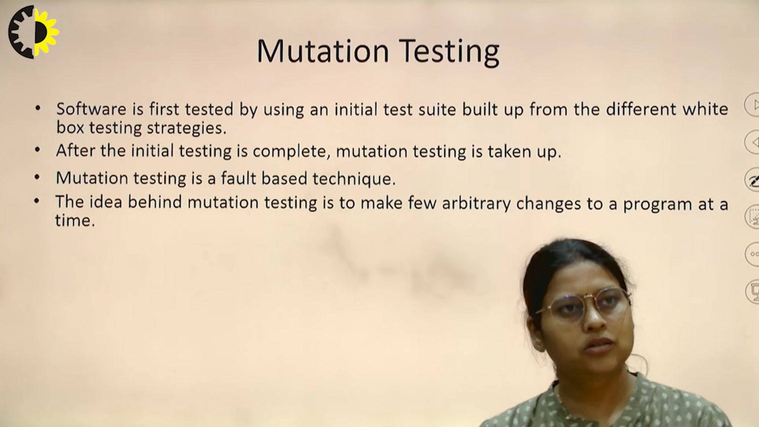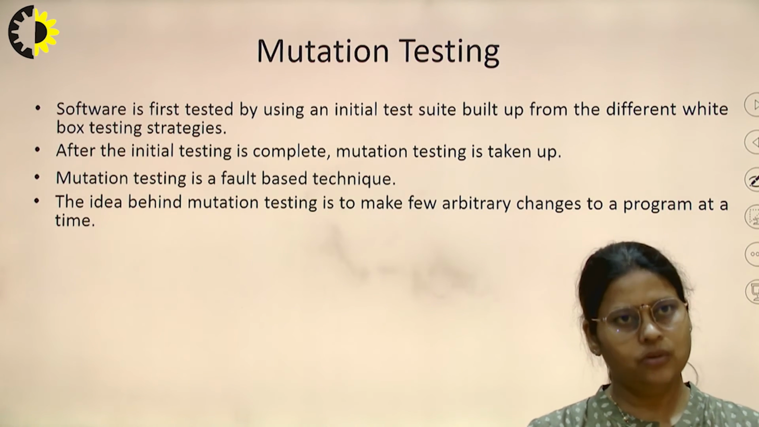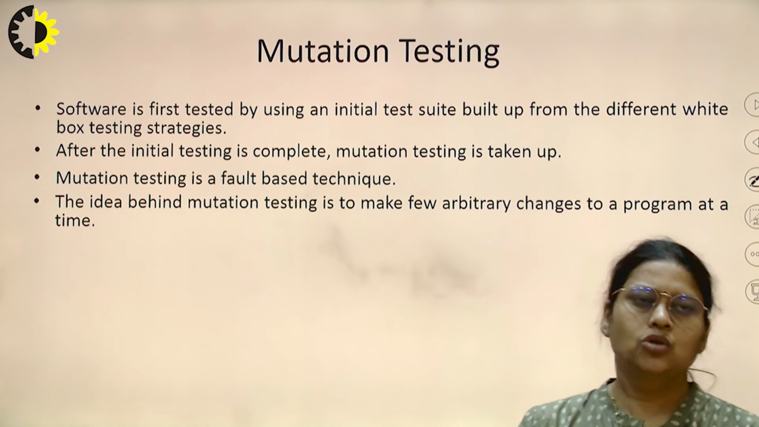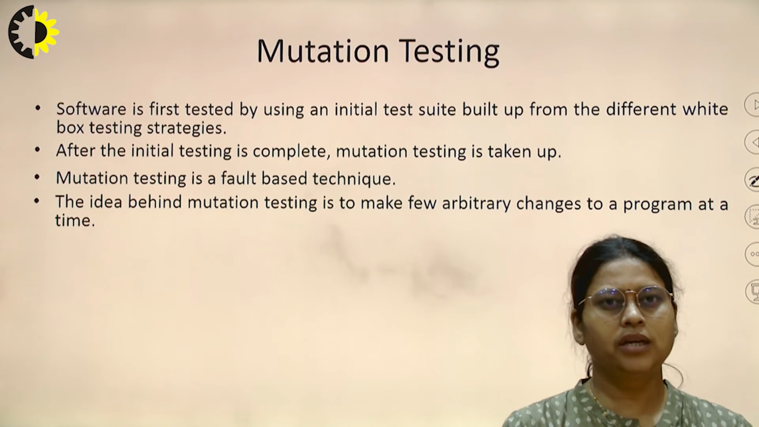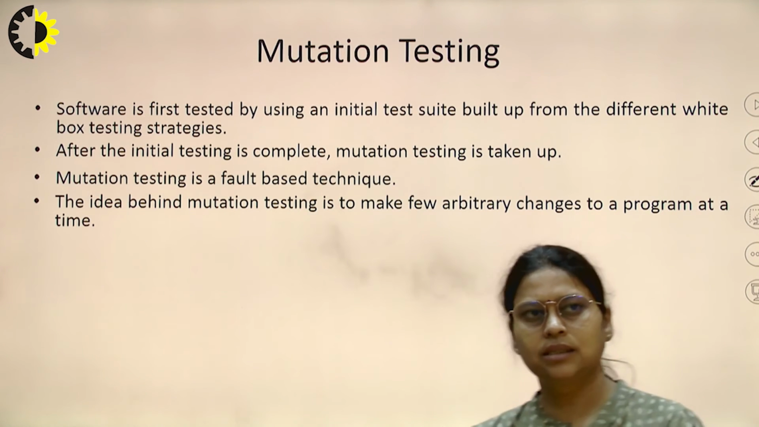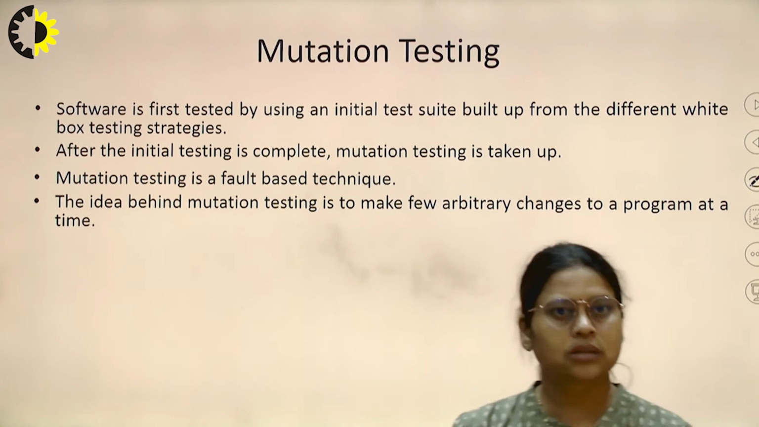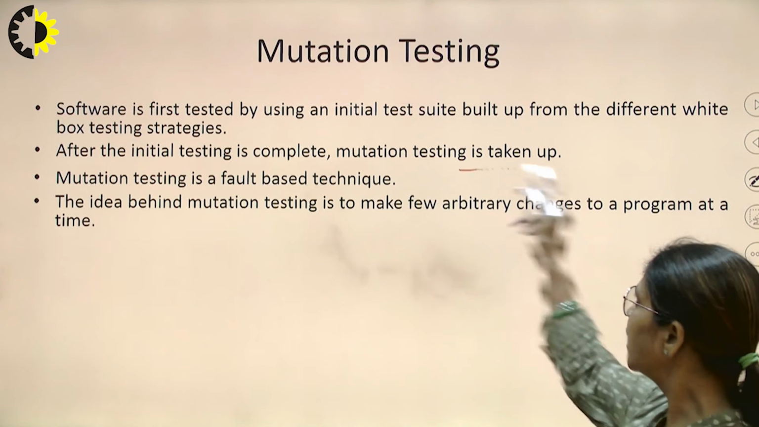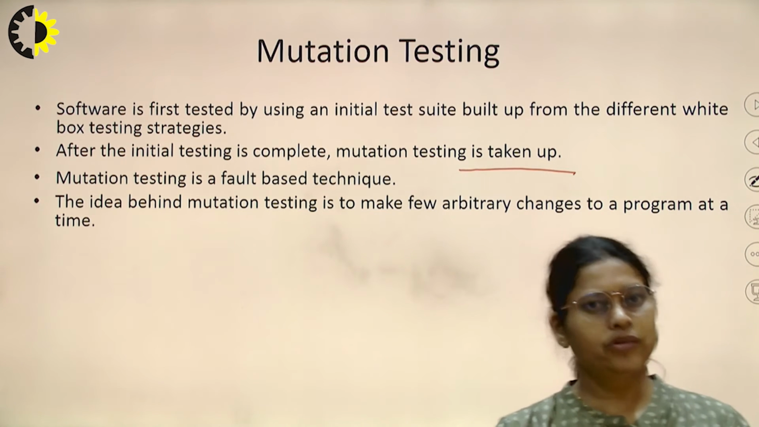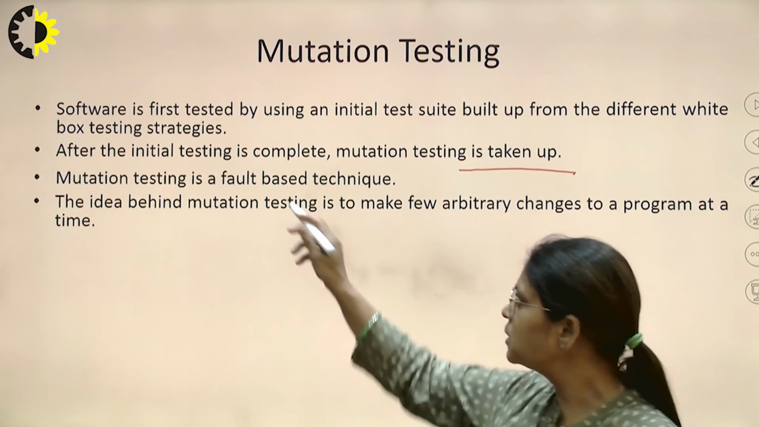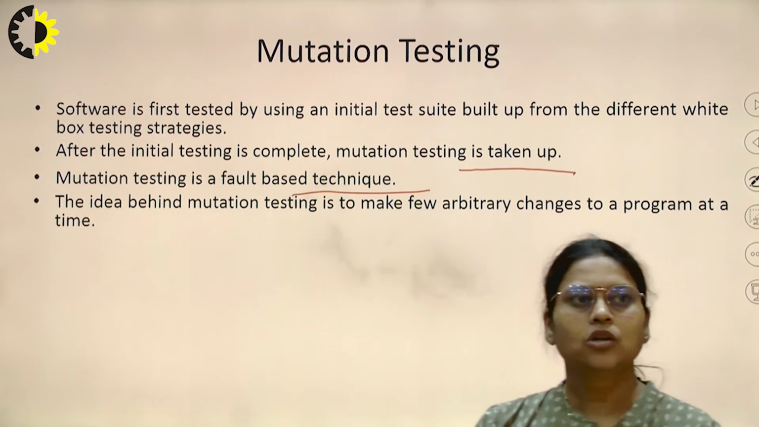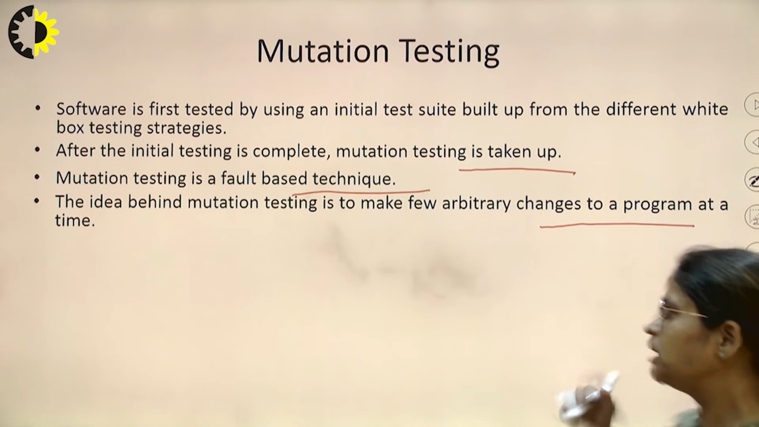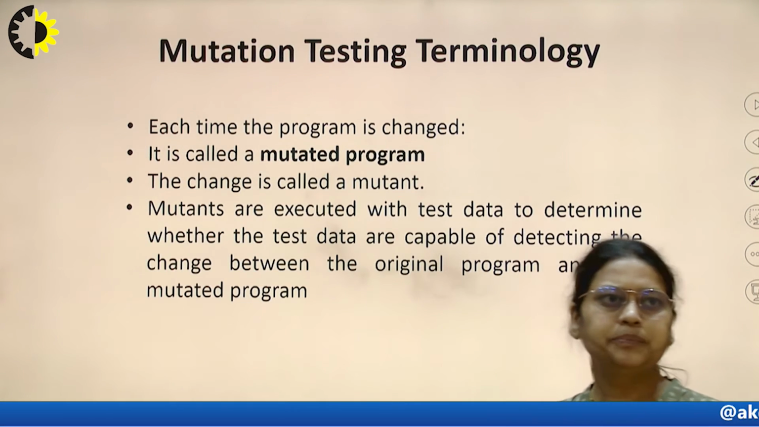Now mutation testing. Software is first tested using initial test cases which we have already tested. The initial test suites are built up from the different white box strategies. This also comes under white box testing. After some initial testing is completed, only then do we do mutation testing. Mutation testing is a fault based testing. The idea behind mutation testing is to make a few changes in a program at a time.